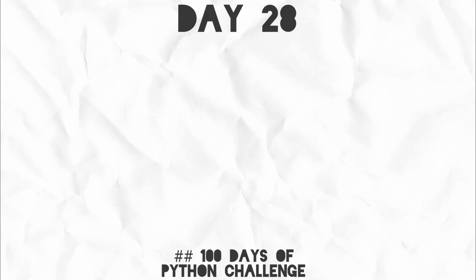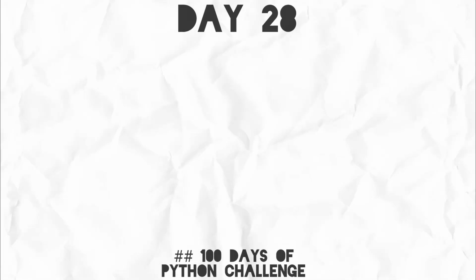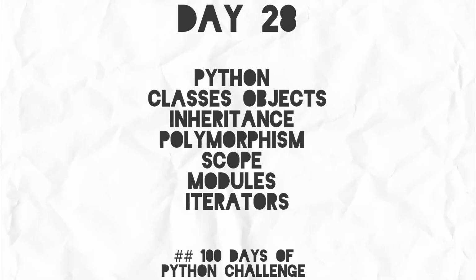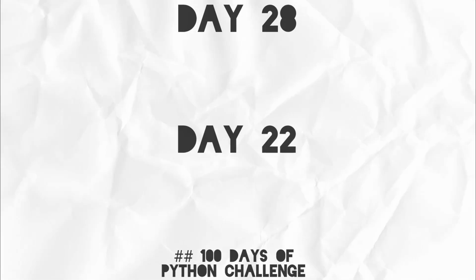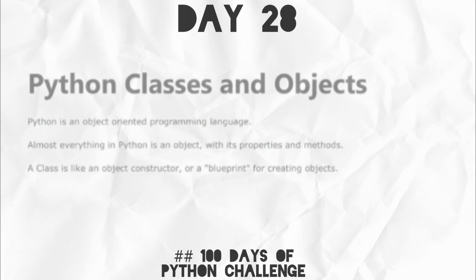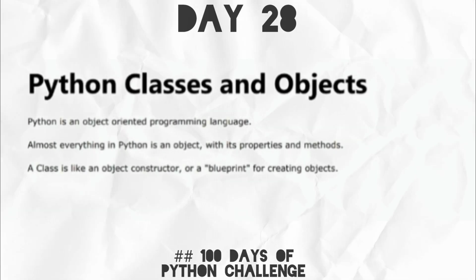Today we are going to recap everything we have learned over the past 6 days. We have covered classes and objects, inheritance, polymorphism, scope, modules and iterators. On day 22, we covered Python classes and objects.